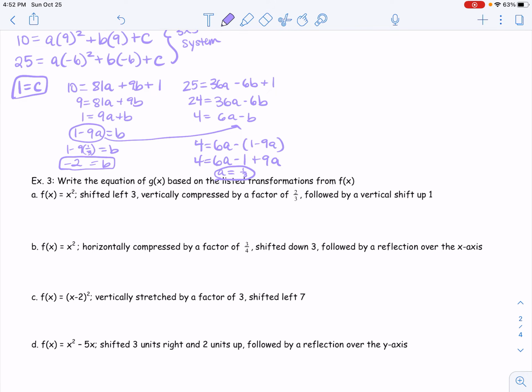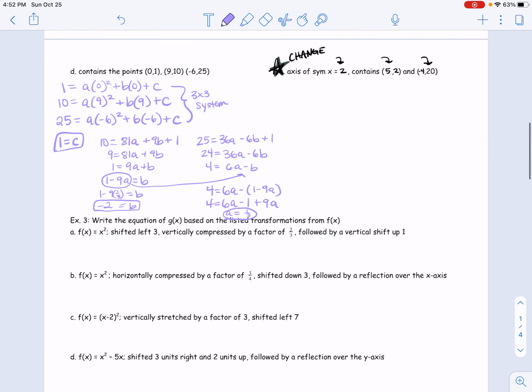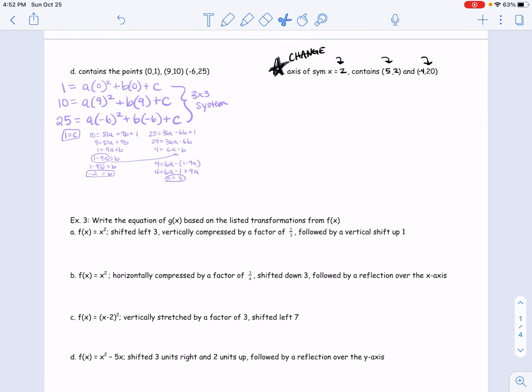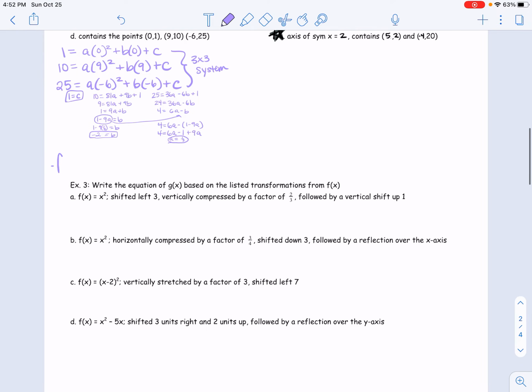But that's not what I want. I'm not done yet. I have to take all of that and plug it into standard form. So I'm going to make this smaller. So what do I want? I want f of x equals ax squared plus bx plus c. And there it is in standard form. That one was long. I told you though. But it's not hard. It's just a review of 3 by 3 systems.